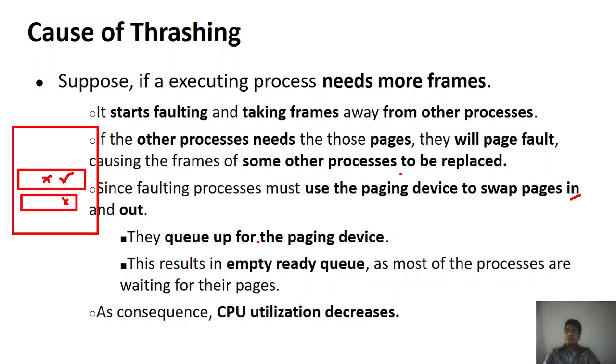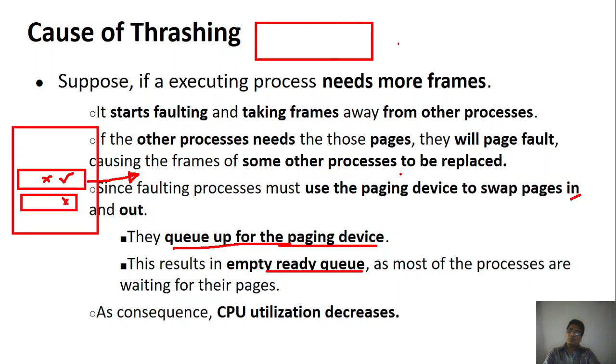All these processes which generate a page fault, saying I don't have a page, will go and queue up at the device, that is your hard disk. After some time, you notice that your ready queue is empty, and the CPU is very happy that these processes are fighting on their own and nobody is coming to it. Let them fight with the hard disk or the secondary storage device, and let me keep quiet because there is nothing to do. So CPU utilization decreases.